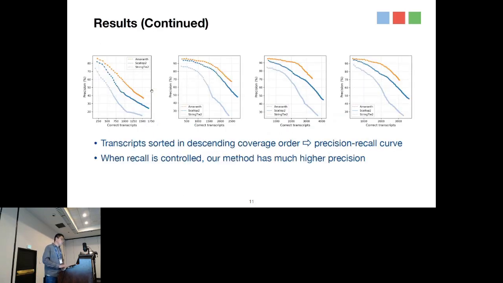We also draw the precision-recall curve by ranking transcripts by their coverage. We show the precision-recall curves of the three methods on four randomly picked cells. And you can see the curve for Amaranth is above the curves for the other two methods, showing that its accuracy is higher.